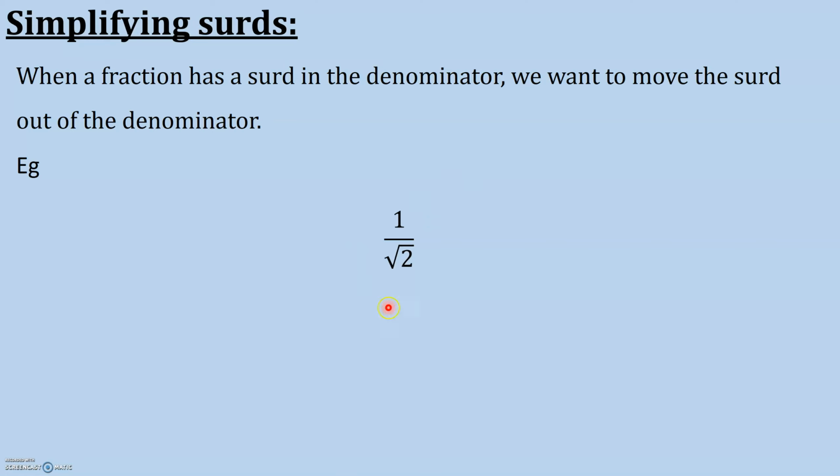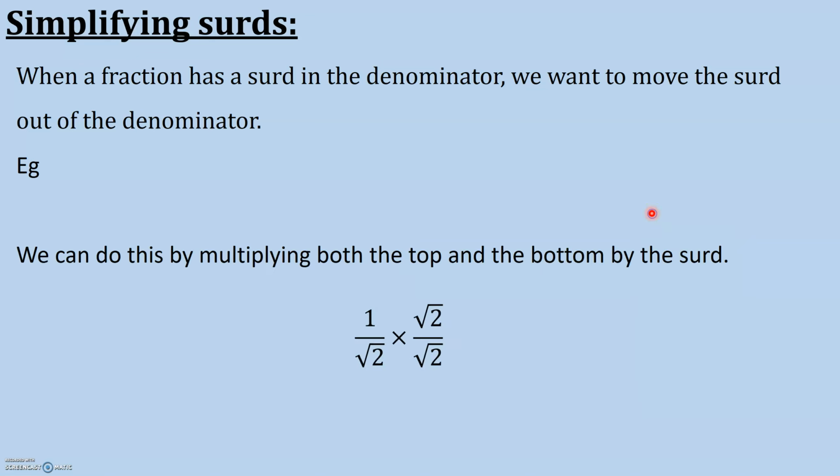So have a look at this fraction here. It has a surd in the denominator, and we don't want a surd in the denominator. We want it, if anywhere, to be up in the numerator, where it's easier to work with. And the way to move it from there is to multiply it by a fraction which has the surd in the numerator and the denominator.